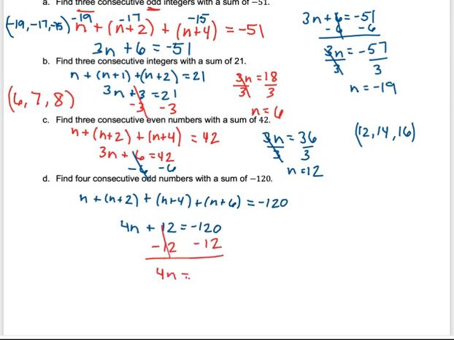I get 4n equals negative 132. Then divide by 4. So I get n equals negative 33. So I need to find the next 3 numbers. I have negative 33. I'm looking at odds. I'm going to add 2, so negative 31. Add 4 to it, and I get negative 29. And then negative 27. And that's it.